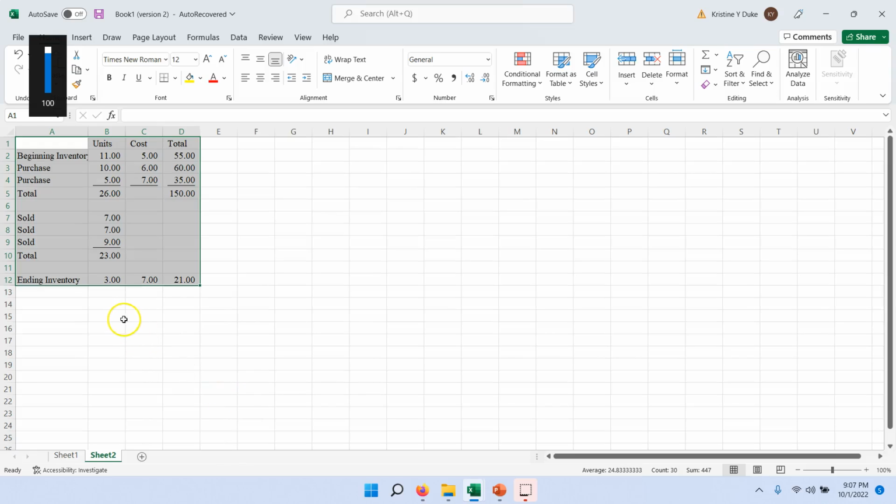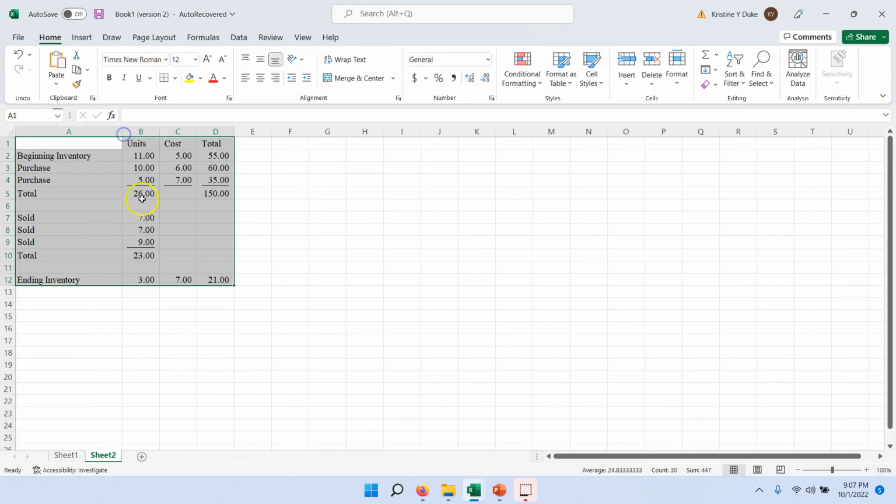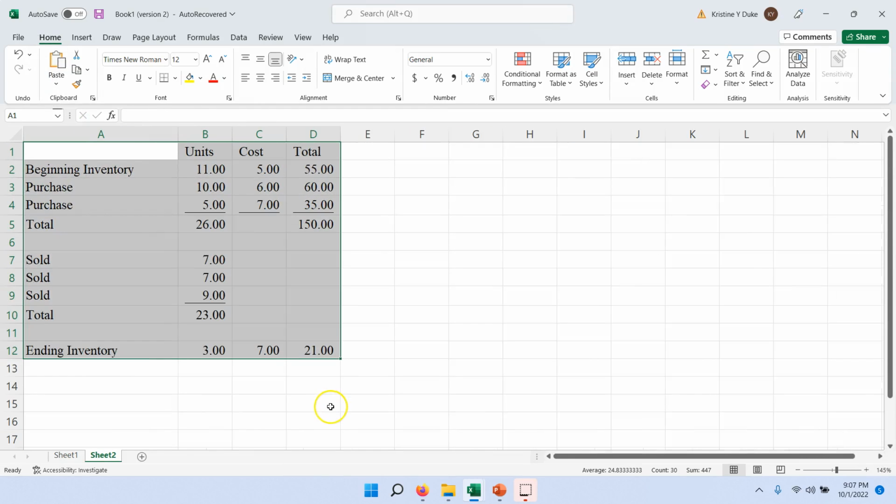So we're going to do periodic inventory right now. Just to make it a little bit more pleasing on the eye, I know that I had a beginning inventory of 11 units at $5. I purchased 10 units at $6 and 5 units at $7. And so you can see my total inventory purchased was 26 units. The total dollar amount was 150.